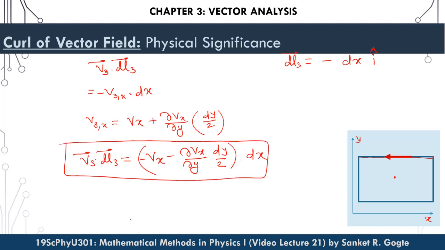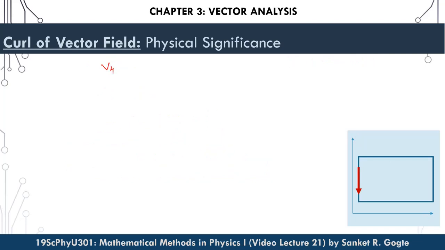Let's now consider the fourth dot product, v4 dot dl4. This is the x-axis and this is the y-axis. dl4 is minus dy into j. This dot product is now equal to v4y, which is the y component of the vector field along that particular line, into dy with a negative sign.